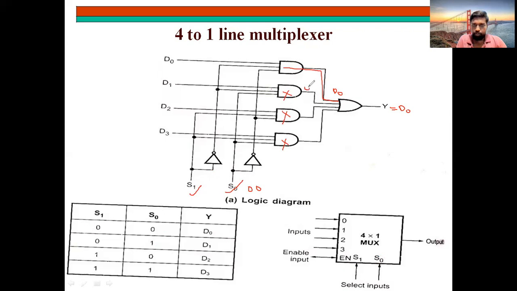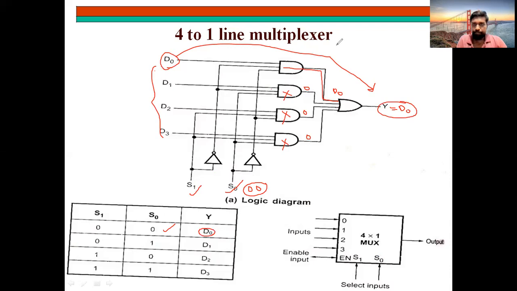Disconnected means you will get output 0 here. So when you perform the addition, D0 plus 0 plus 0 plus 0, 0 plus anything is that anything only. So you will get Y equal to D0. So 1 among the 4 is taken, which one? D0. D0 is directly brought to your output side when S0 and S1 are both 0, 0. For this combination, you get Y equal to D0.